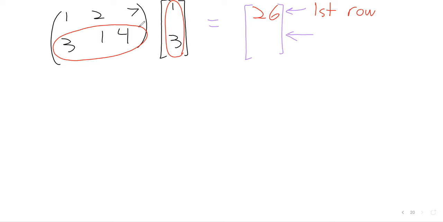3 times 1 is 3. 2 times 2, I have the eraser highlighted, did not mean to erase that 2. 3 times 1 is 3, plus 2 is 5, plus 12 is 17. And again, 1 times 1 is 1, 4, 21, 1 plus 4 is 5, plus 21 is 26.